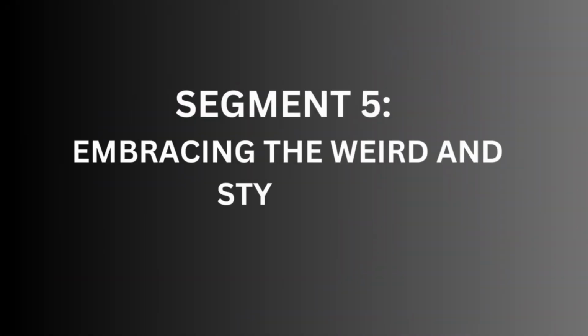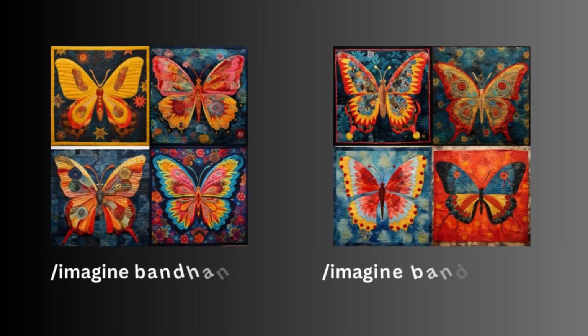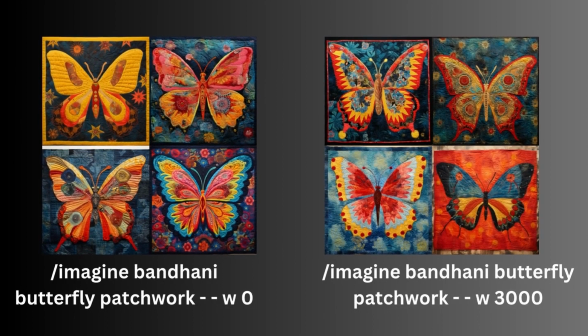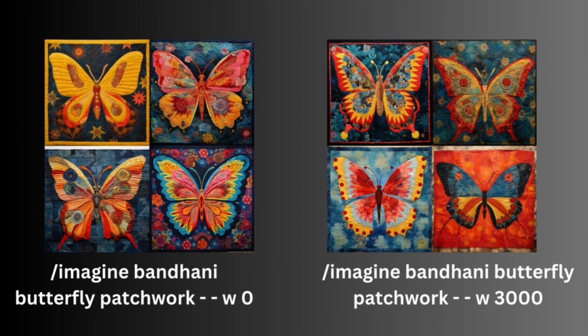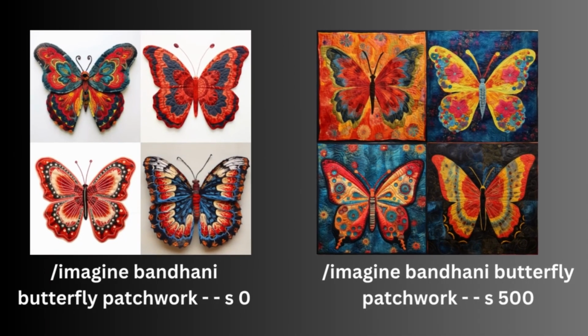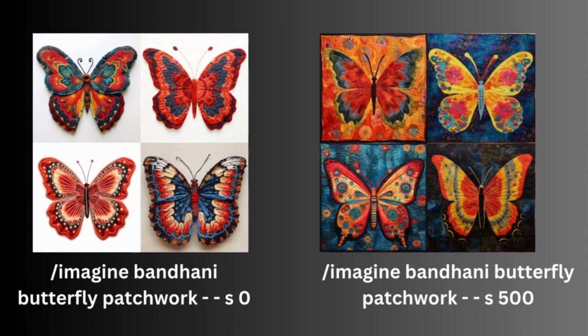Segment number 5. Embracing the weird and stylized. The weird parameter takes you on a wild ride through the surreal. Starting with weird 0 for a familiar touch and gradually cranking it up to weird 3000 for the truly bizarre. You'll witness how it transforms your images. And don't forget about stylize, which adds a touch of aesthetics. Higher values make your images more beautiful, while lower values prioritize your prompt's essence.